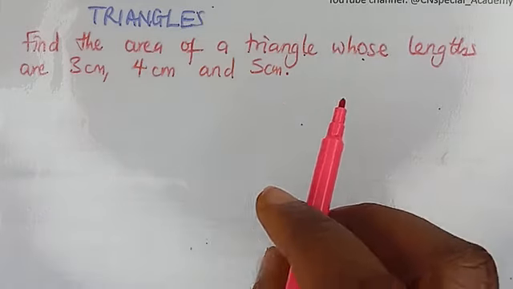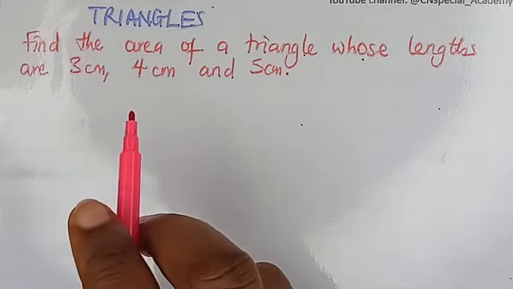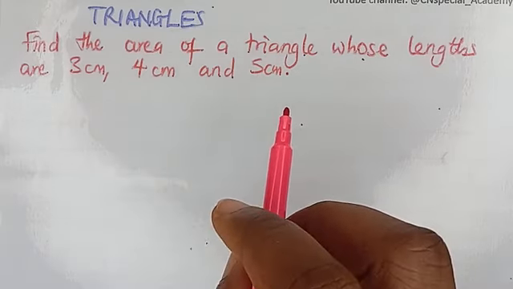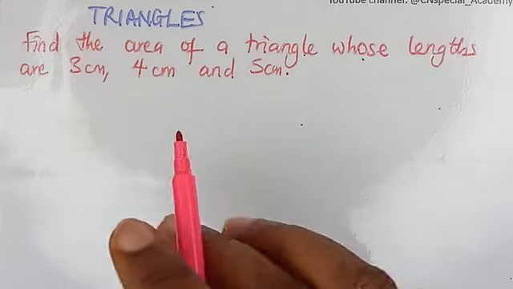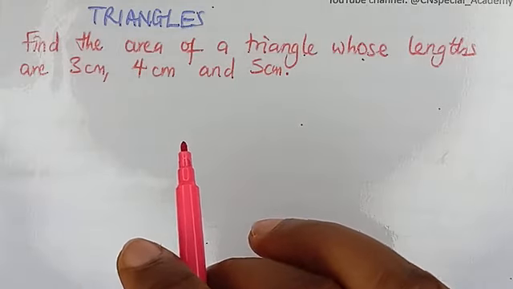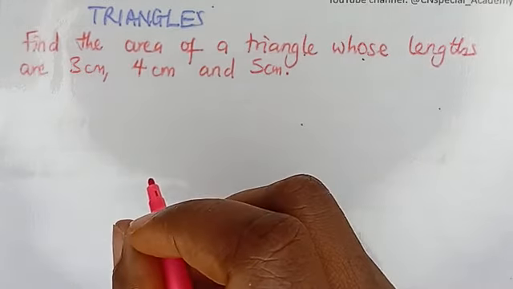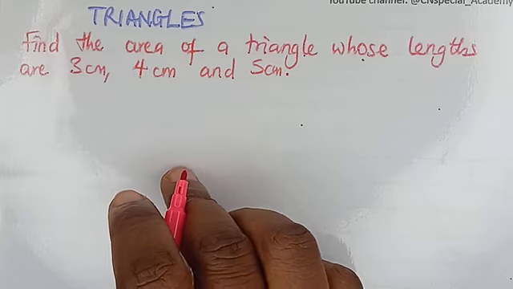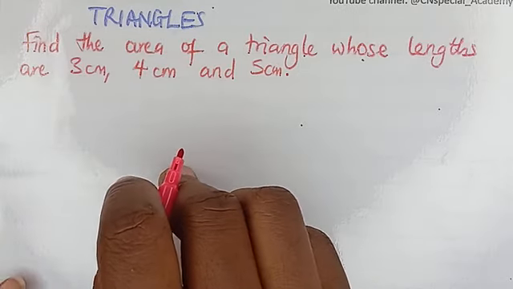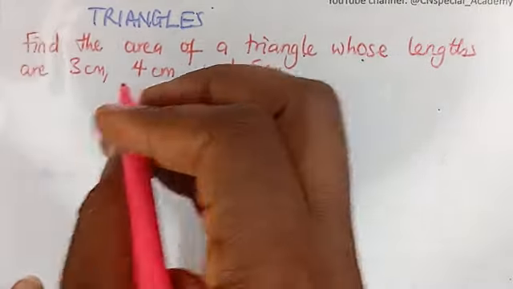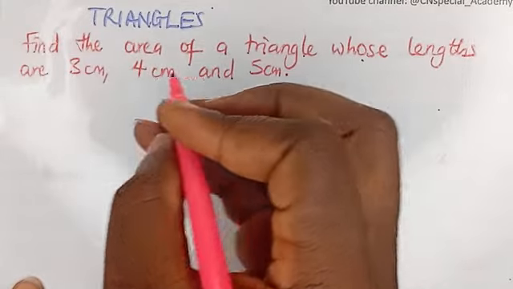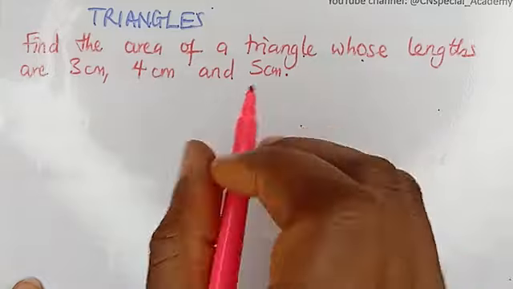Find the area of a triangle whose lengths are 3 cm, 4 cm, and 5 cm. For this triangle, we've been given the three sides. Now is an opportunity for us to use Heron's formula. So we are going to write it out. This is sides A, B, C, right?